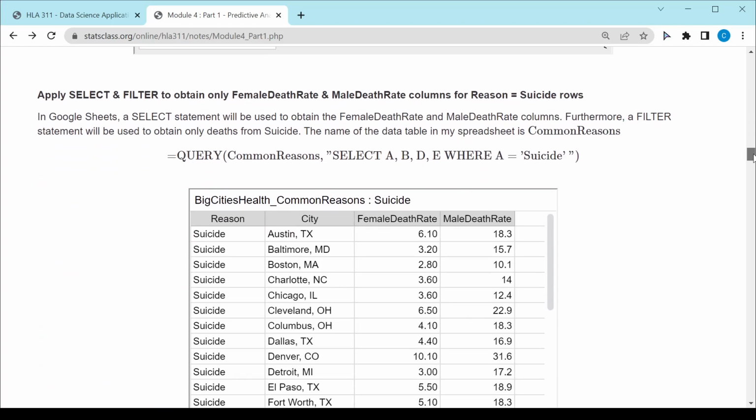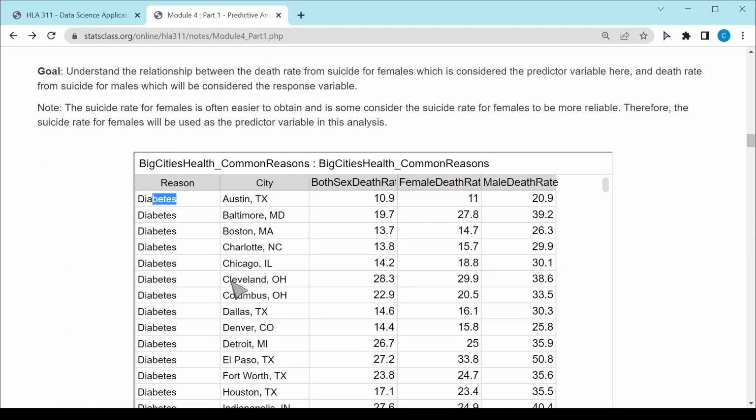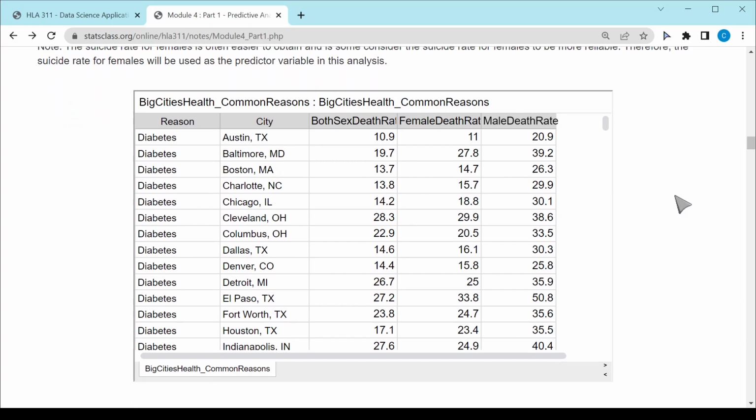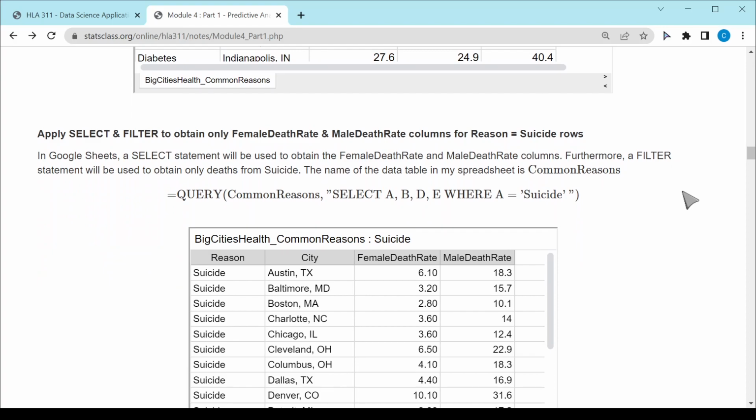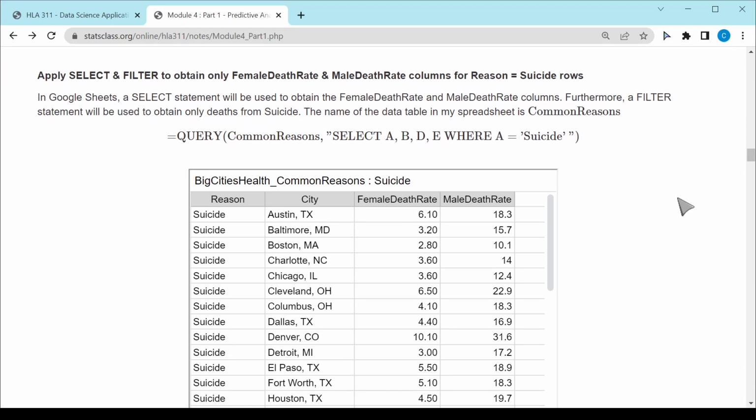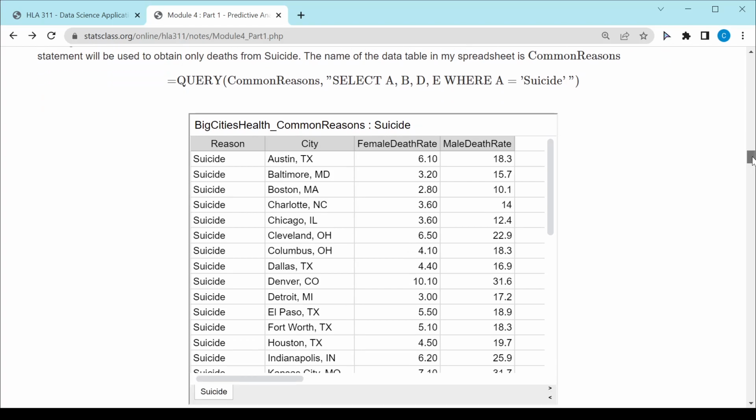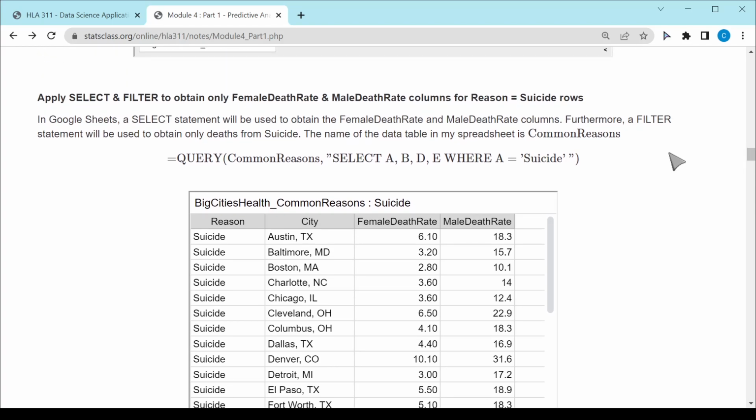So the first thing that I want to do here is take this large data set, which has been reduced down from the original, and reduce it down further to include only the suicide death rates. And to do that, I'm going to use an apply and filter action on my data table. So here, for example, is how I would do that in Google Spreadsheets. Again, it's quite common that I'm going to have to manage the data or reduce the data down before I can do modeling.